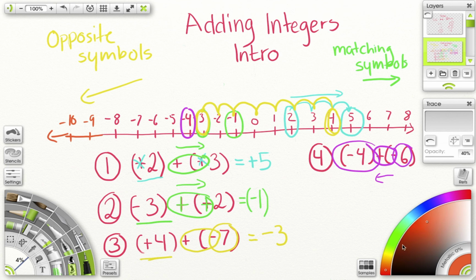So we have negative 4 plus negative 6. I start at negative 4. I'm going to the left because I have a positive plus a negative. Opposite symbols means I go to the left.